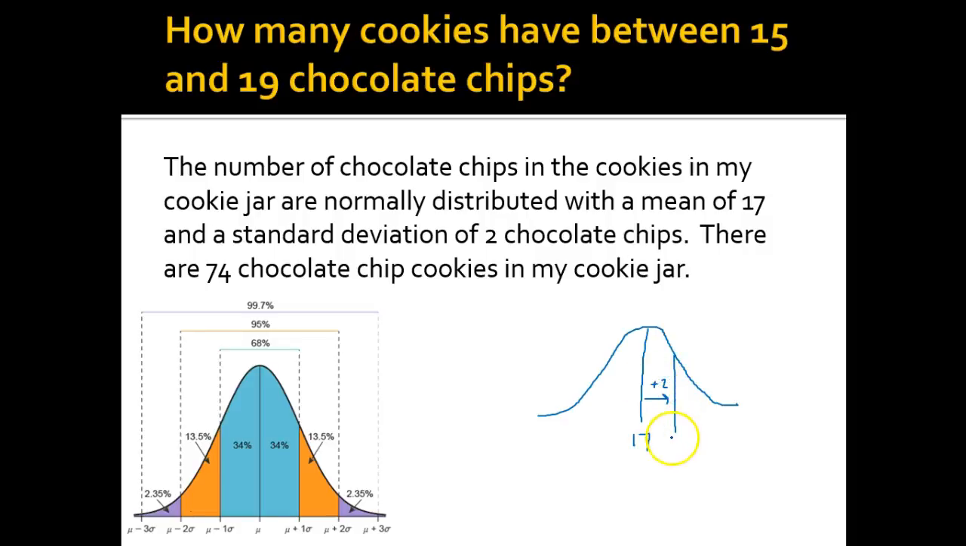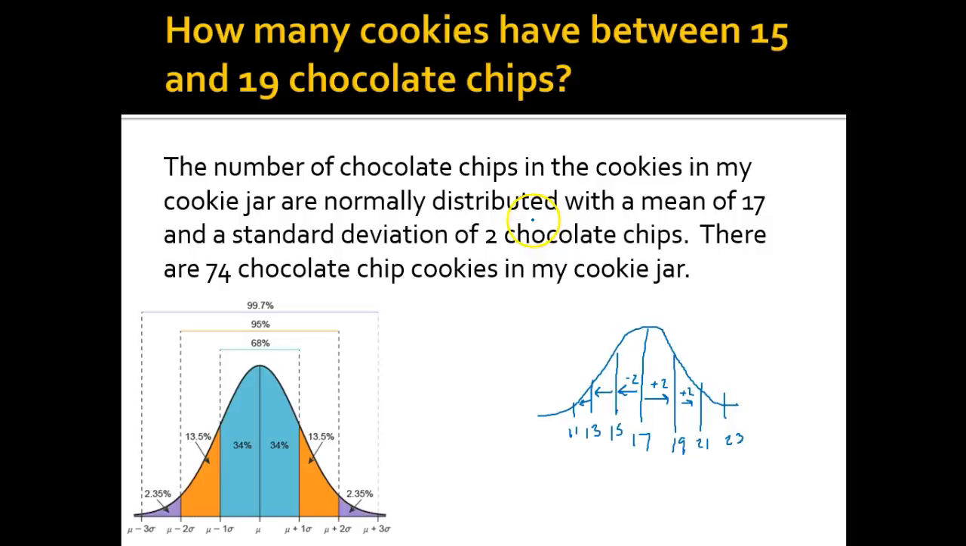So if we go up 1 standard deviation, that would be 19. And up 2 standard deviations, plus 2 again, would be 21 chocolate chips. And so on, 3 would be 23. Or we go down a standard deviation, which would be minus 2, so it would be 15, and then 13, and then 11. Okay, so those are the distribution of the numbers of chocolate chips within these cookies.